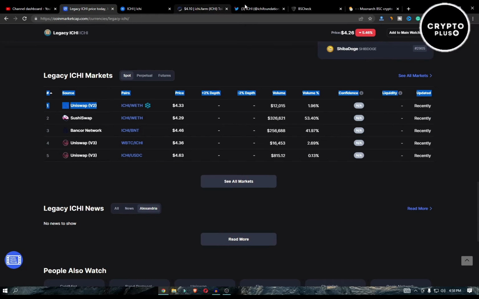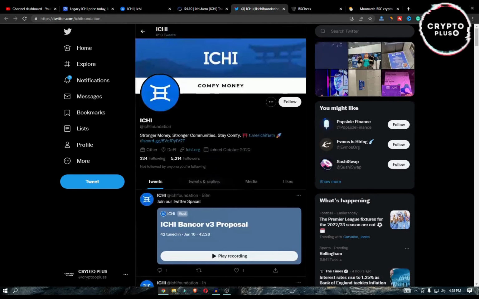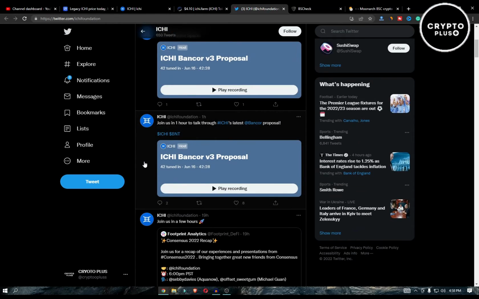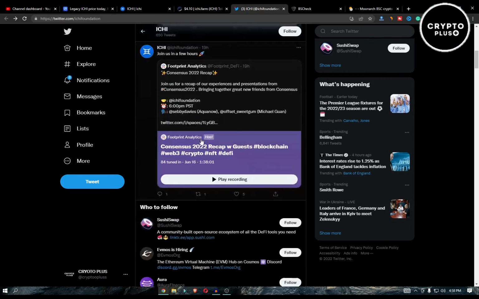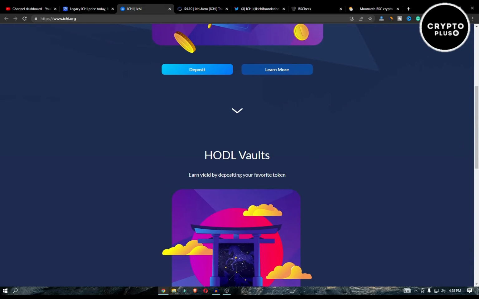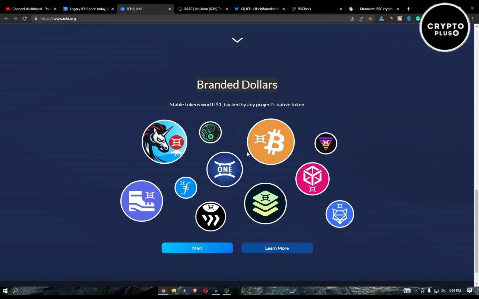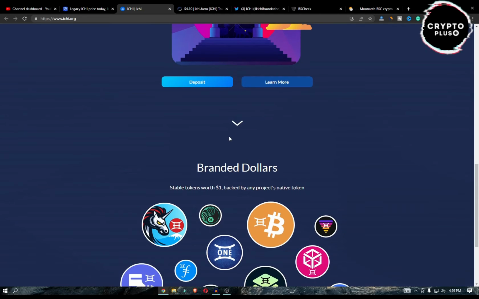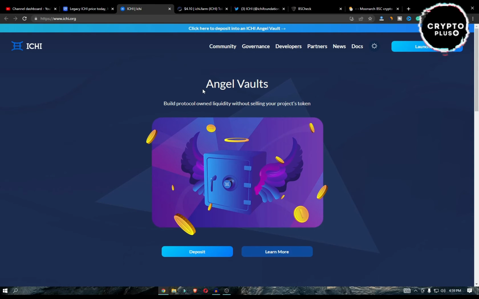So ICHI is a decentralized autonomous organization that gives crypto projects the tools they need to operate their own sustainable community controlled economies. Actually, ICHI has three main products: Angel Vault, Hold Vault, and Branded Dollars. The Vault uses stable coin deposits from users to accumulate project scarce coin from the market's trading activity and place them for sale in take profit orders. So this market making strategy returns wealth to the community, keeps value locked in the project, and creates buy side support of the community's native token.